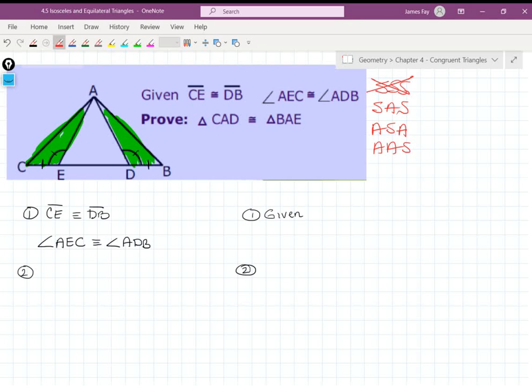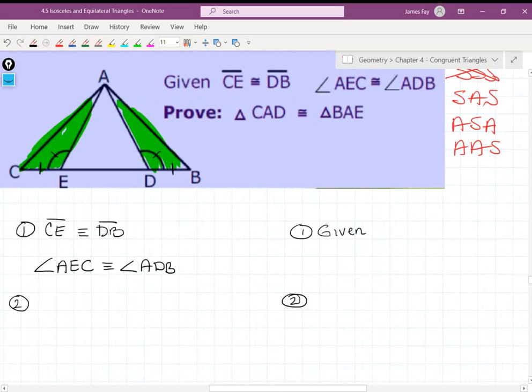So if I want to, let's say, use angle, side, angle, then would you guys agree that I'd have to be able to show this angle here, C, congruent to that angle there, B? Is there anything up there, either in vocabulary or given information, that's going to allow you to conclude that angle C and angle B are congruent?